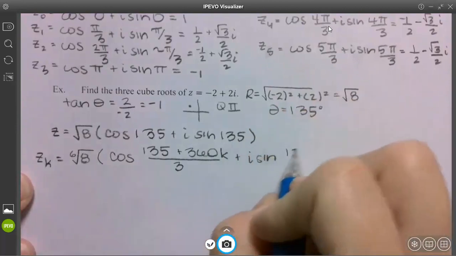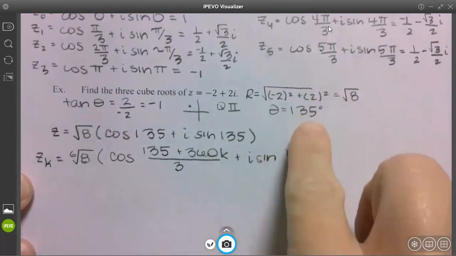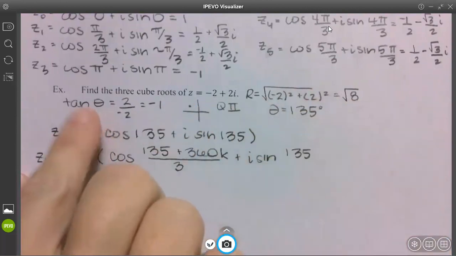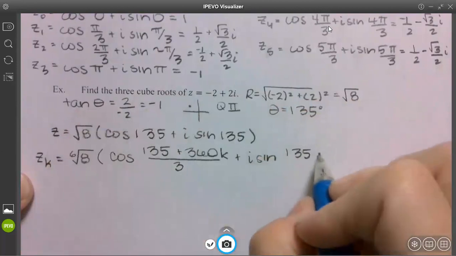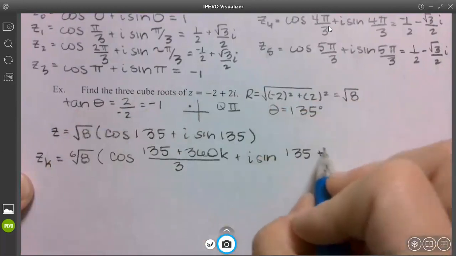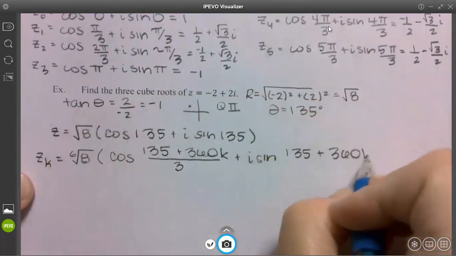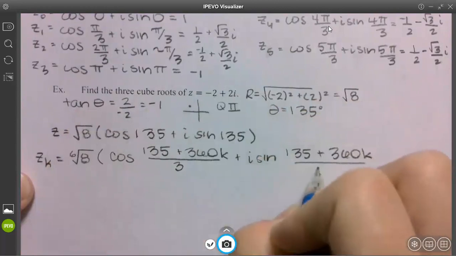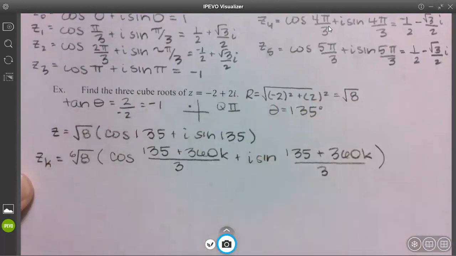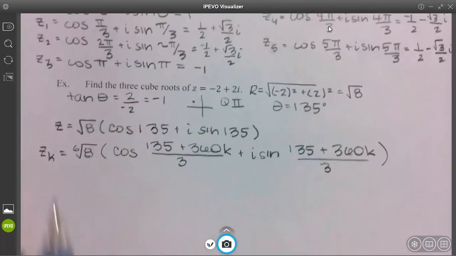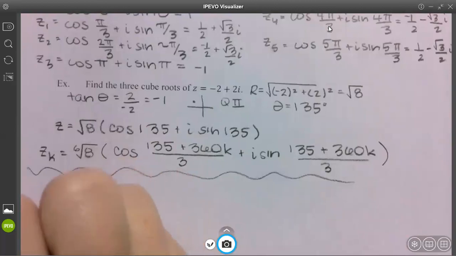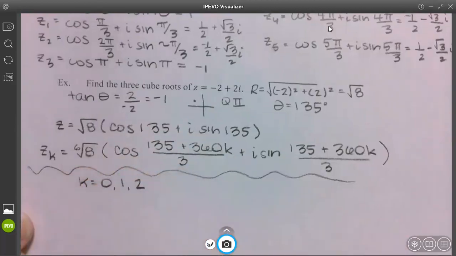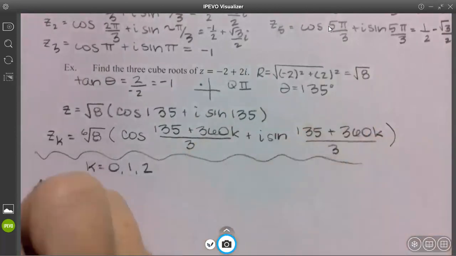Let's talk about it one more time. 135 degrees was what our theta was when we solved it. Remember, you can do tan inverse, and you're going to get 135. Instead of being 2 pi in radians, it's going to be 360 in degrees, and then times the k over 3. This is your general form. Remember that we need to find the 3 roots. So k is going to equal 0, 1, and 2 because that's 3 answers.